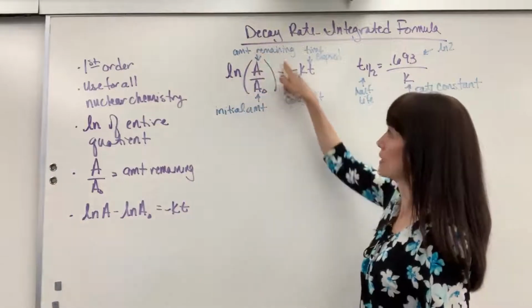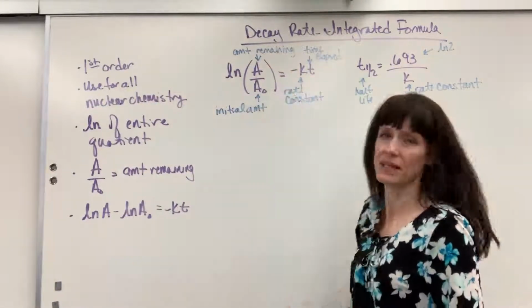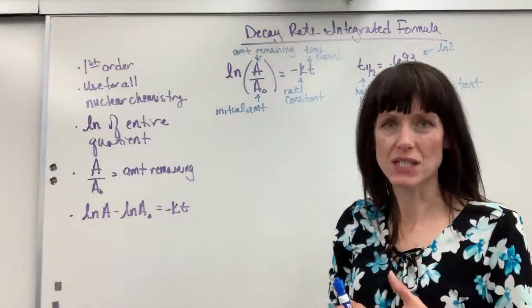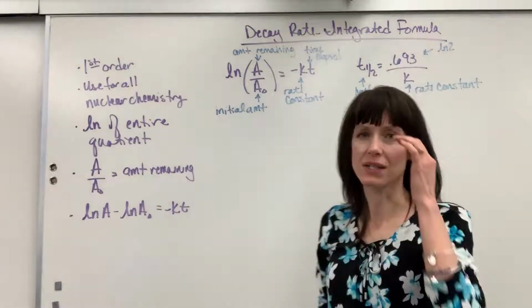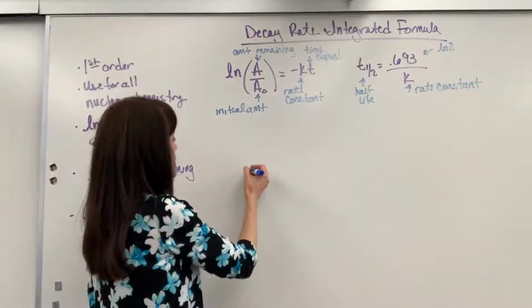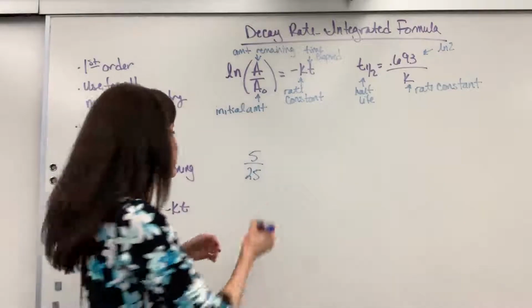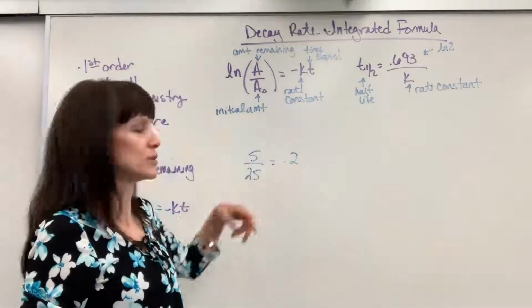Another interesting point, this quotient right here, the amount remaining divided by the initial amount, when you divide that, that always gives you the percentage of the amount remaining. Let me give you an example. Let's say that I start with 25 grams and the amount remaining is 5 grams. If I divide that, I have 20% remaining. So it'd be 0.2 remaining.